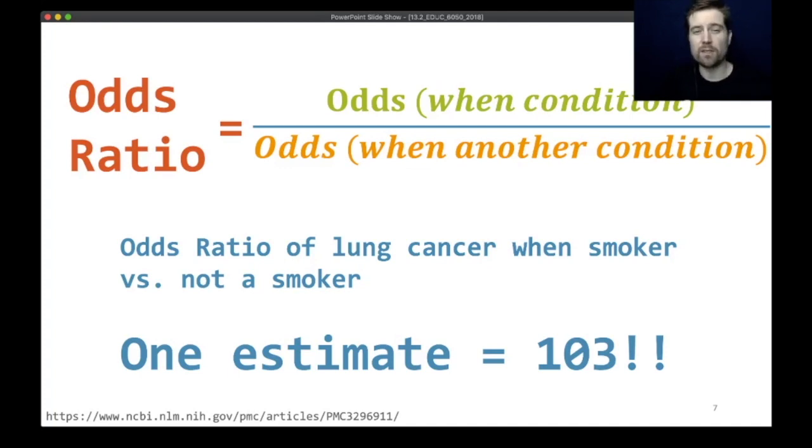And so the odds when being a smoker is probably around 1. I don't know, I don't know the field well enough. But what it means is that the odds when you're a smoker of getting lung cancer is 103 times bigger than the odds when you're not a smoker. That's a huge difference. So when you're a smoker, your odds are really high compared to when you're not.